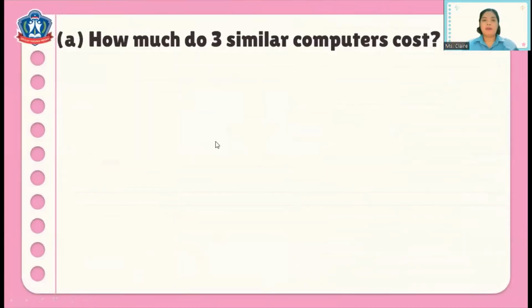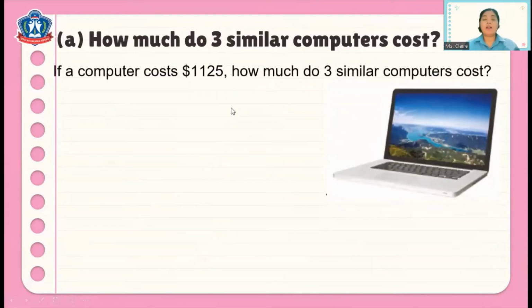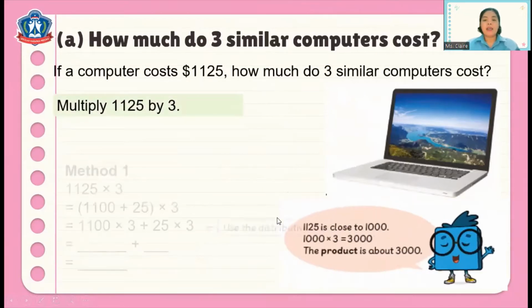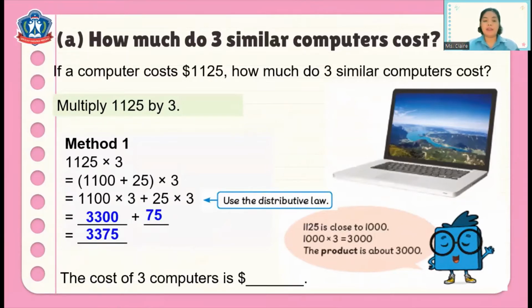I have here a problem. How much do three similar computers cost? If a computer costs $1,125, how much do three similar computers cost? So we will multiply this by 3. I have here method 1. We simply use the distributive law. So we have 3,300 plus 75. So the total is $3,375.